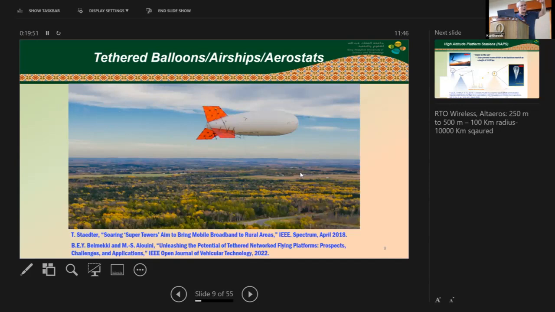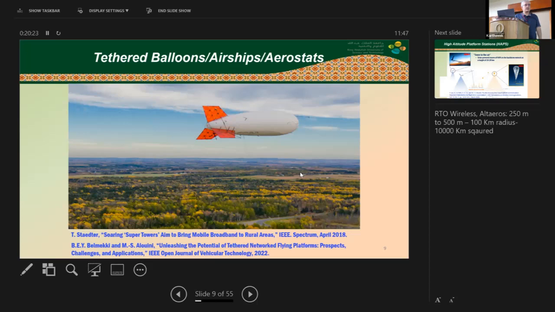There is this interesting emerging technology, the so-called tether balloon or airship or aerostat. Again, becoming popular in the US, also in some Asian countries like Japan. The idea is that they use the buoyancy principle, like helium, but they are connected with a cable. The cable can give power, can give backhaul, and you can get up to, let's say, 100 kilometer radius coverage with basically a base station attached to this tether balloon.